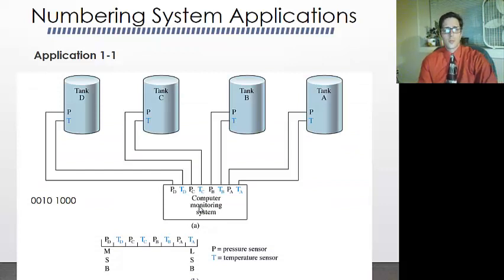Okay, so here's what we're going to do. We're going to look at an application problem, and in this case, we have 4 tanks, and each of them represents either a pressure sensor or a temperature sensor. They're going to use binary codes to designate what we need to do. So right here, we have P, T, P, T, P, T, P, T. And they correspond to tanks D, C, B, and A. And right here, it looks like D is our most significant bit, and A is our least significant bit.